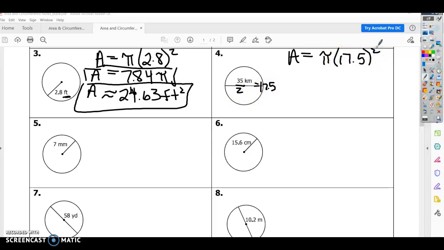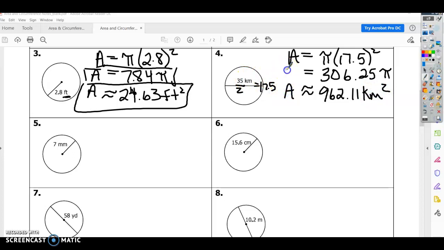And then if I do 17.5 squared, I'm going to get 306.25 times pi. And if I multiply that out, that gives me 962.11. This one's in kilometers, so it'd be kilometers squared. Exact answer, approximate answer.